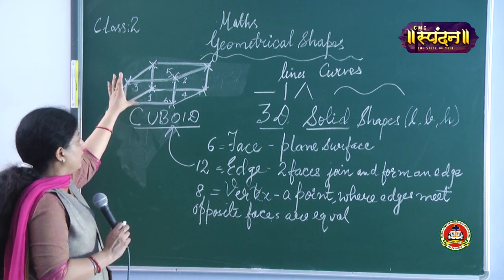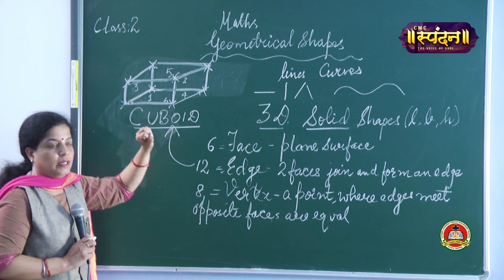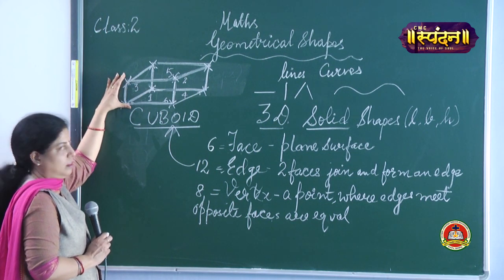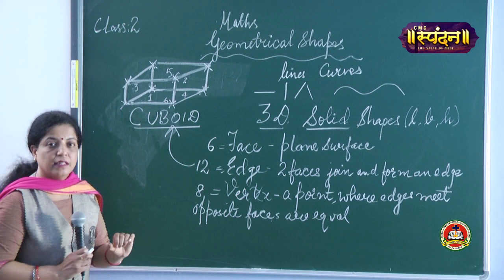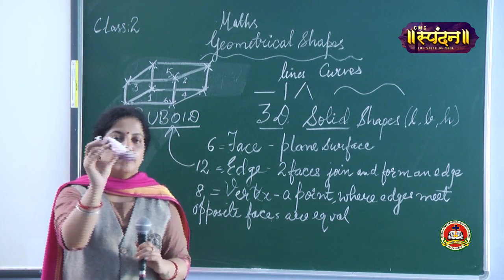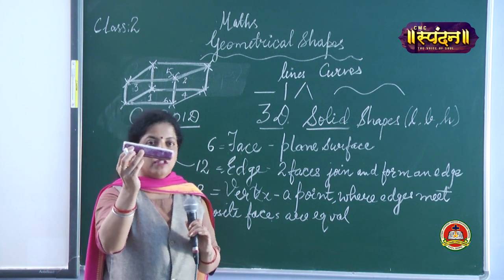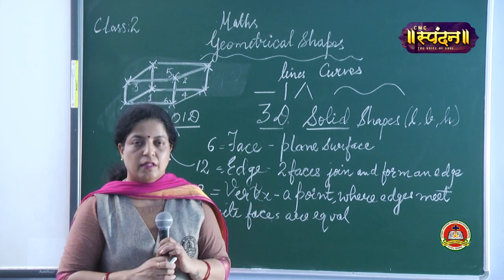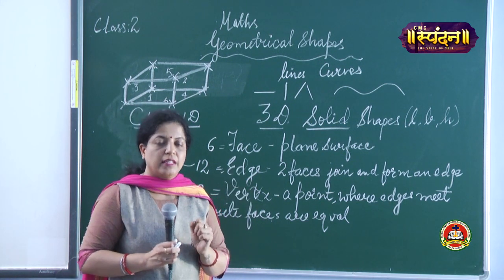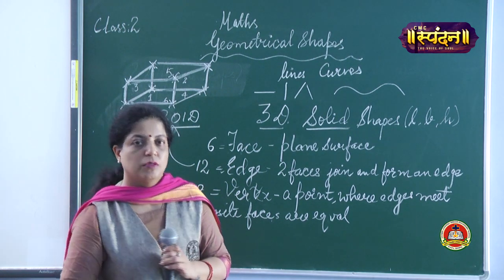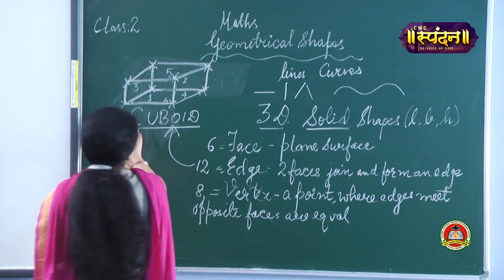Before coming to cube, can you give me examples of some objects which are cuboid? Yes, you are right. A duster, which you are very familiar with, your teacher is using in class, your book, your refrigerator. Fine, these all are cuboid shapes. Now, we come to the next shape, that is cube.